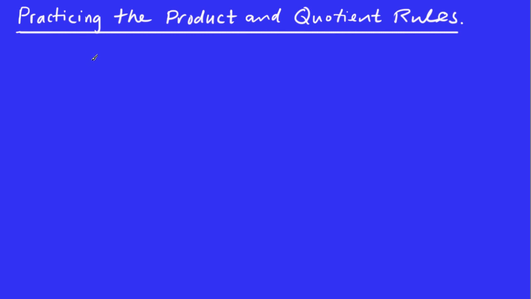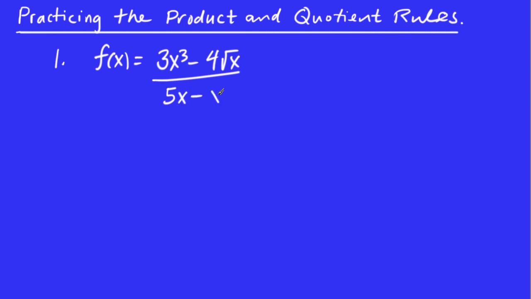Why don't we practice a few questions using the quotient rule now? Let's say we have something like this. f of x equals 3x cubed minus 4 root x all over 5x minus x to the 8. That's definitely a quotient, right? So let's see what the derivative is.